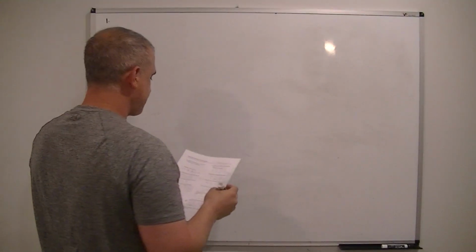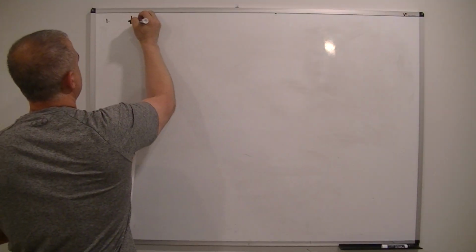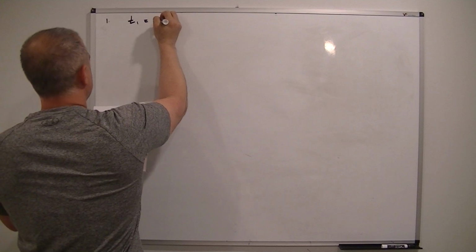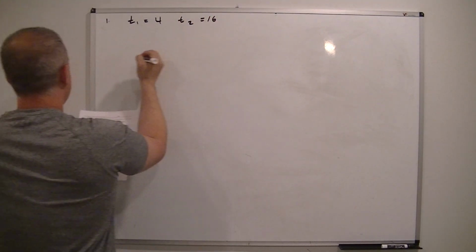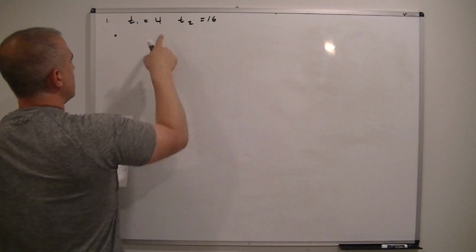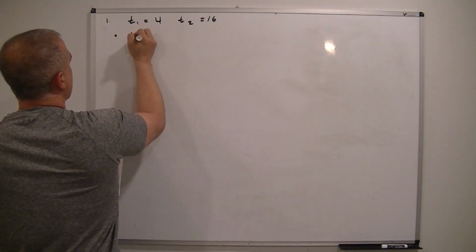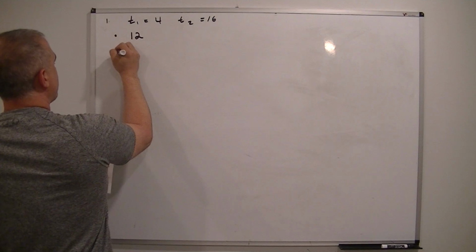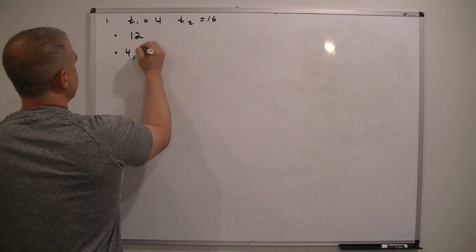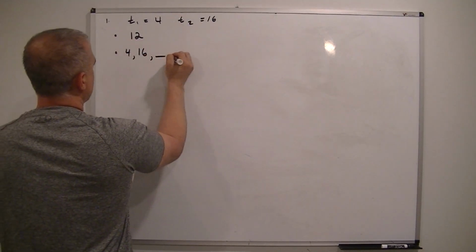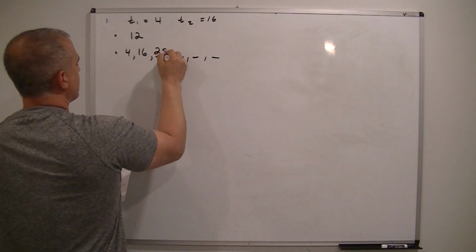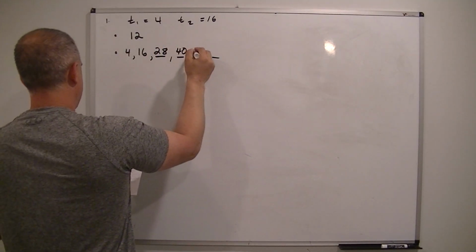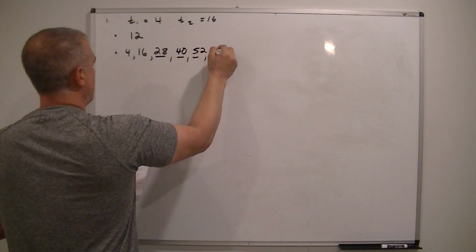All right, and they give us an arithmetic sequence of T1 being 4, T2 being 16. Okay, so the answer to that first question, the difference, would be 12. Okay, the next 4 terms, pretty simply, this is what you'd have: 1, 2, 3, 4. You're just adding 12, so that's 28, 40, 52, and 64.